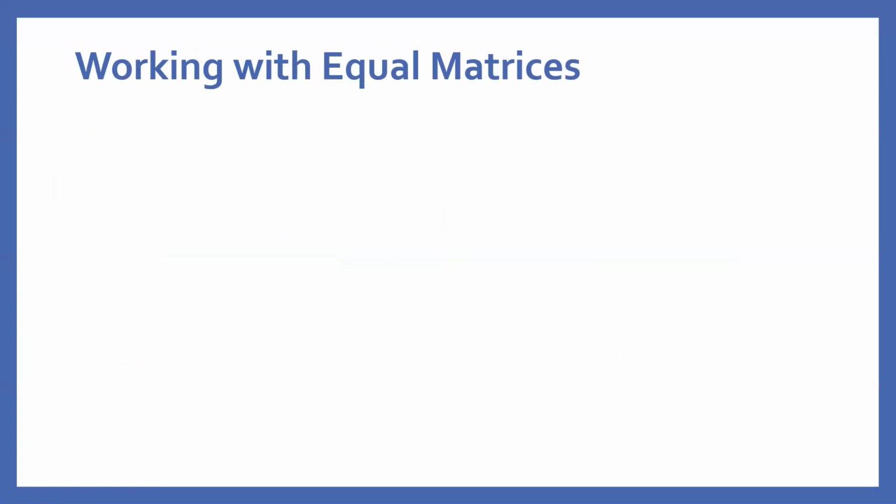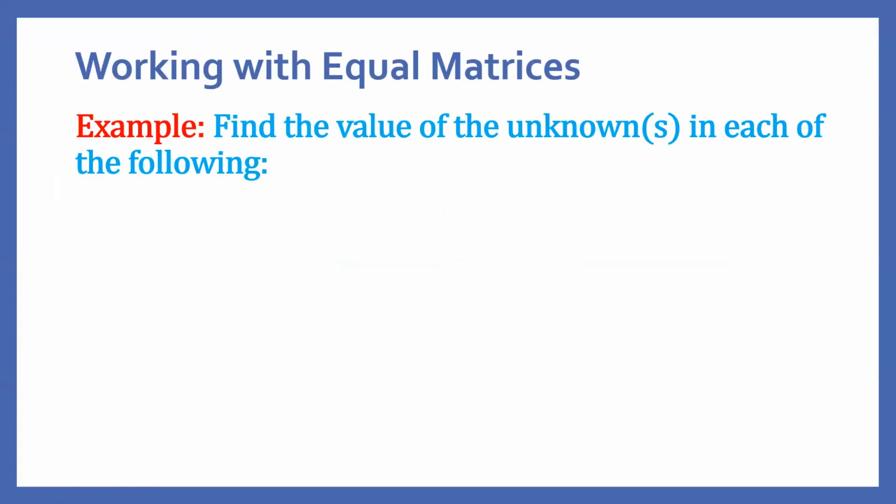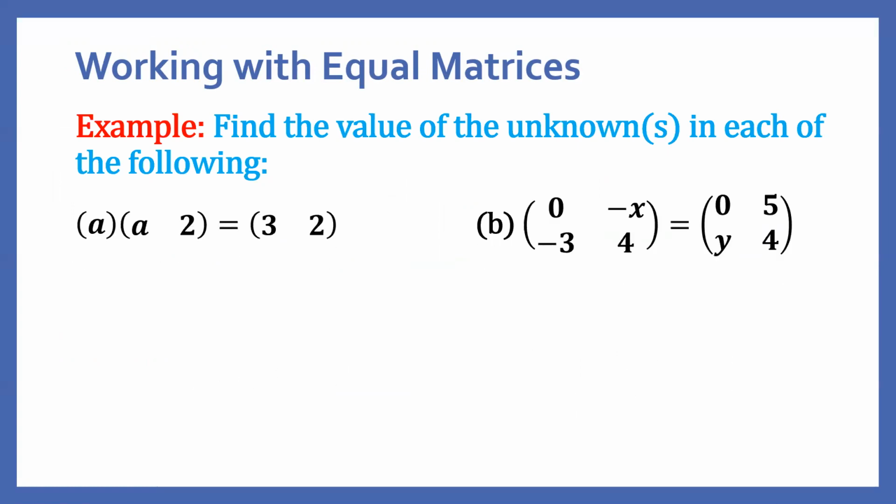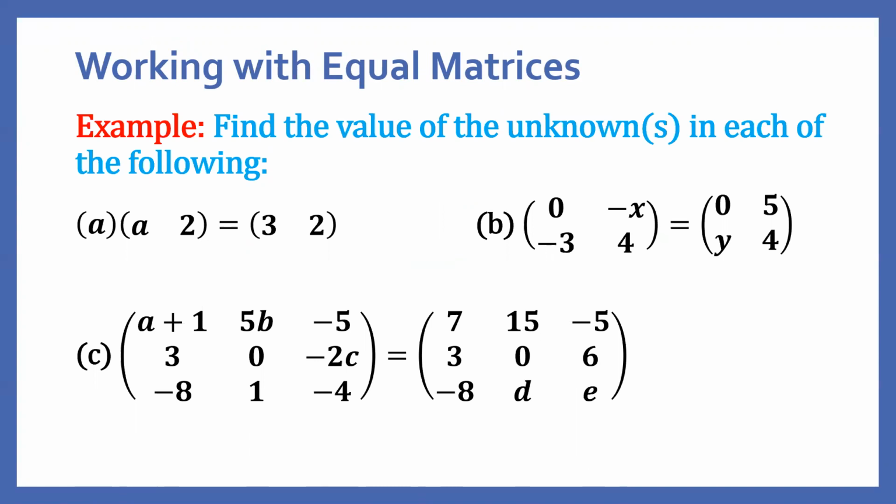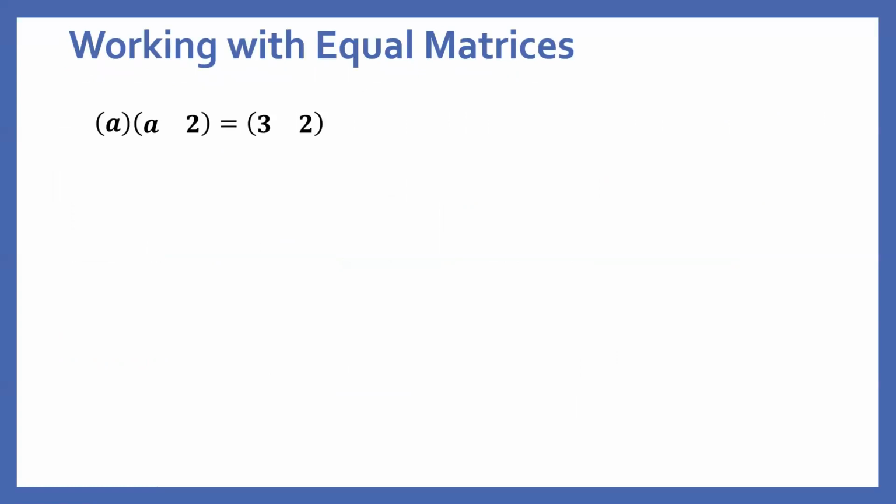Now we are going to see how we can work with equal matrices. Find the value of the unknown in each of the following. So here you have 3 parts. We're going to see how we can find the value of the unknowns. Part A. Let us look at the order of these two matrices. Both matrices are of order 1 by 2. So these two matrices are equal. So the corresponding elements should be equal. So here A should be equal to 3.